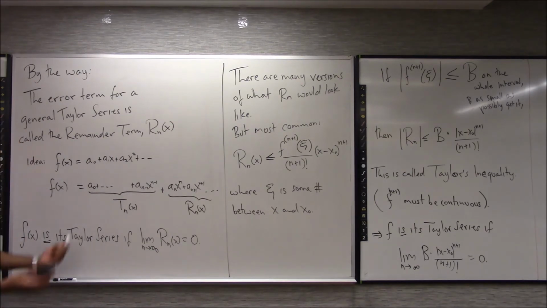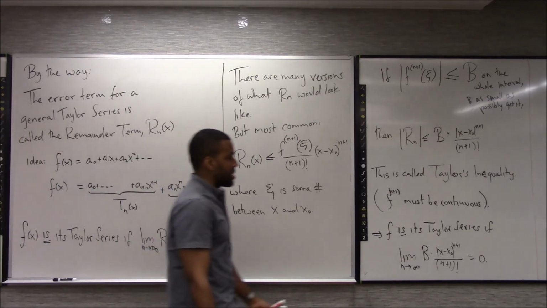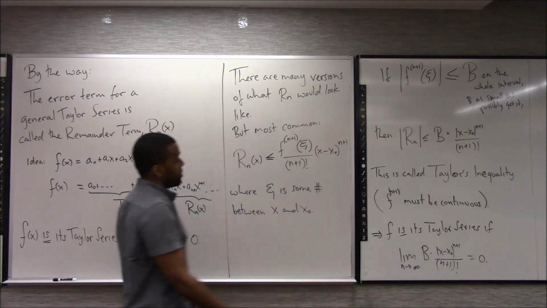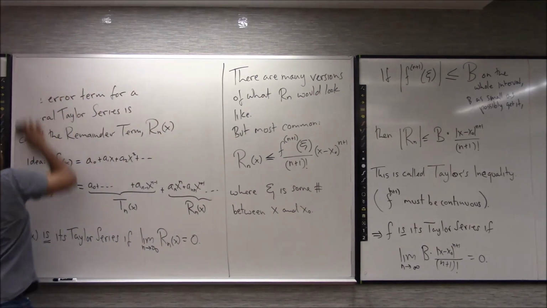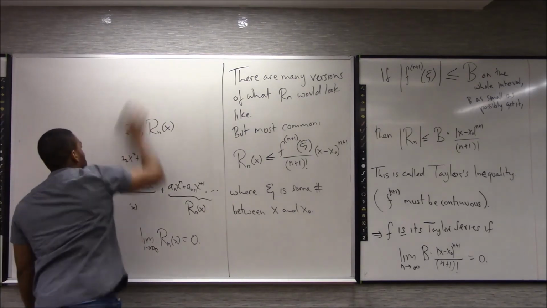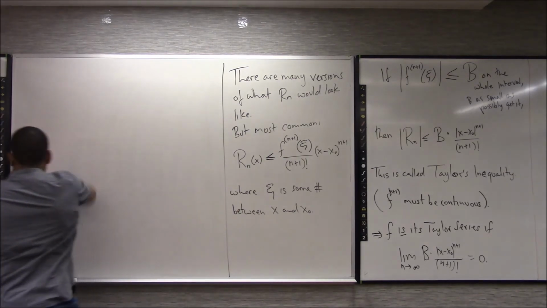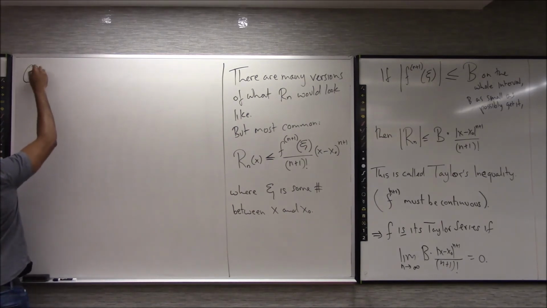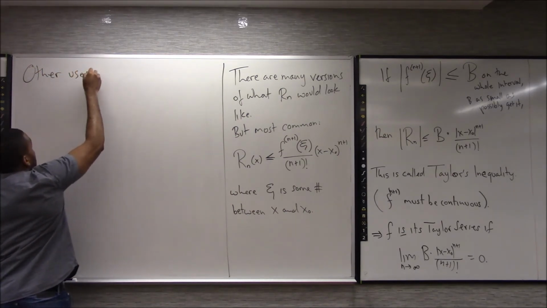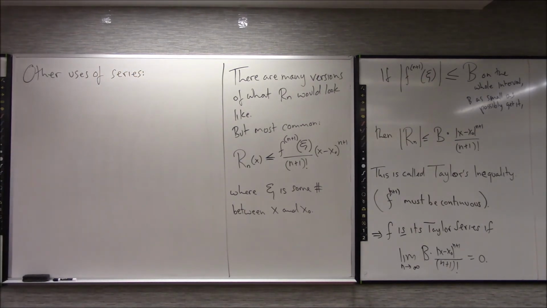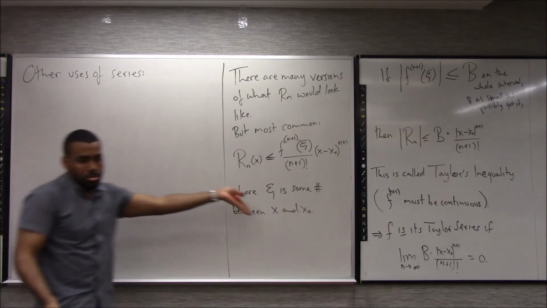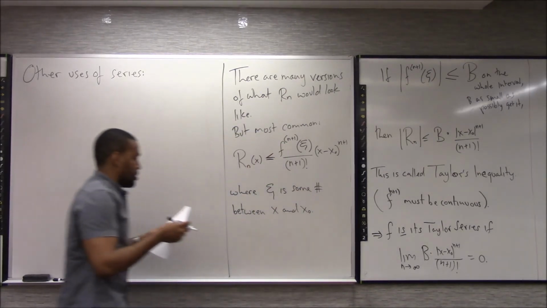Otherwise, your Taylor series is just a good approximation in a very small area. But it's pretty much exactly the same as the function if your remainder term goes off to 0, and this is one of the most common ways to express that formula. Let's look at a few other uses. So I won't test you on that, I'm just kind of describing something. Might be useful.